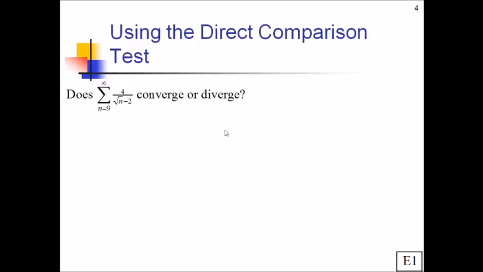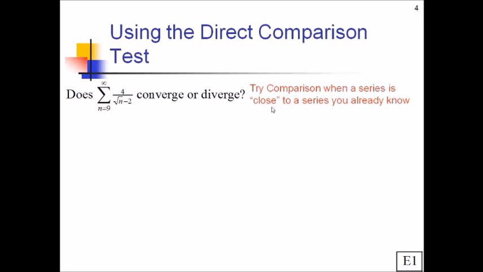To see comparison in action, we're going to check out this example. So if you take a look at 4 over radical n minus 2, this is almost a p-series, but it's not quite there. So we can't use the p-series test to really prove convergence or divergence for this thing. However, comparison is a good thing to try when a series is close to a series that we already know.